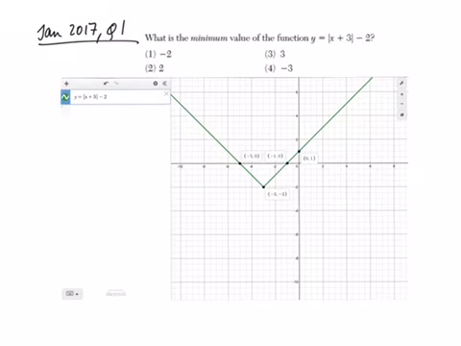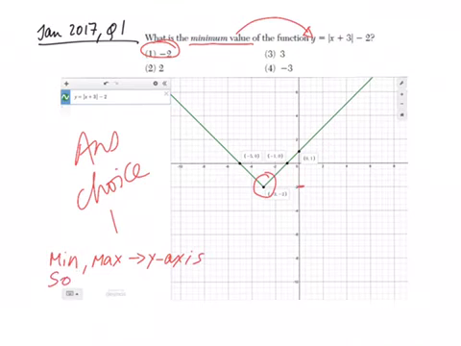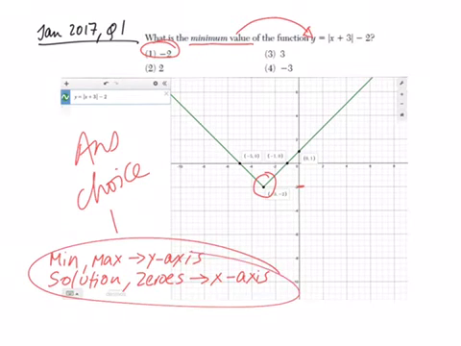Alright, so this question asks us for the minimum value of the function. So what is the minimum value? When we are looking for the minimum value, we are looking for the minimum value of y. So what's the least value of y? Right here, -2. So answer choice 1. So remember this thing, minimum or maximum value is y-axis. And if they ask for the solution or zeros, that is x-axis or x value. Right? So remember these steps. That's going to help you solve a lot of questions.